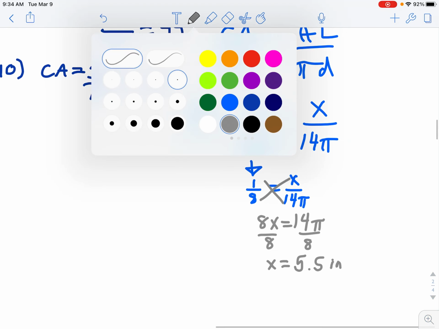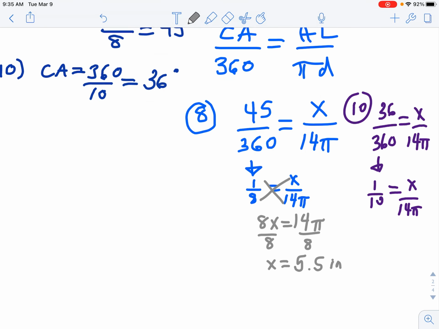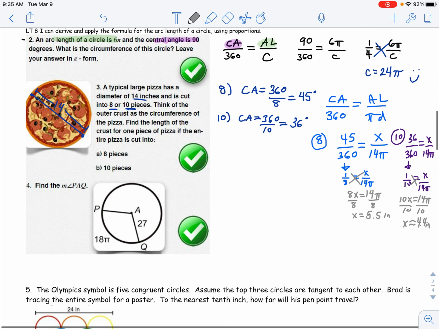Now we're going to do the same thing, but for 10. All right, so 36 over 360 equals x over 14 pi. It simplifies to 1/10 equals x over 14 pi. Cross multiply. We're going to get 10x equals 14 pi in this case. Divide both sides by 10, and then x is going to be about 14 pi divided by 10, about 4.4 inches. All right, so you lose over an inch of crust when you cut your pizza like that.